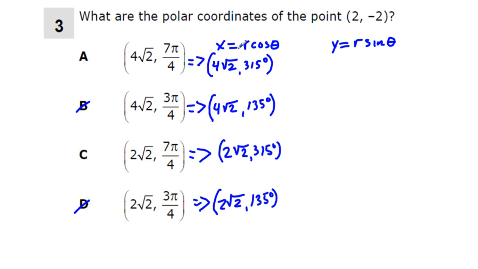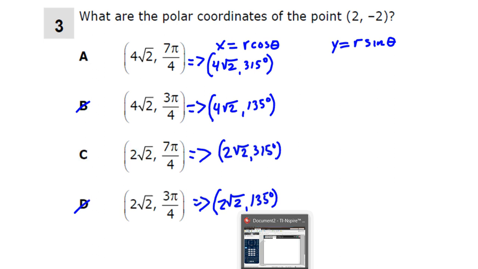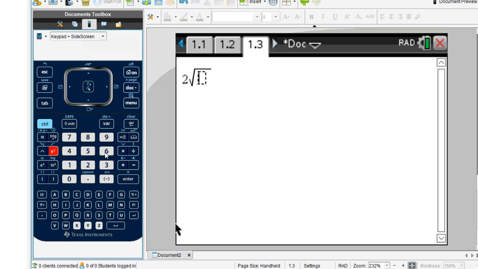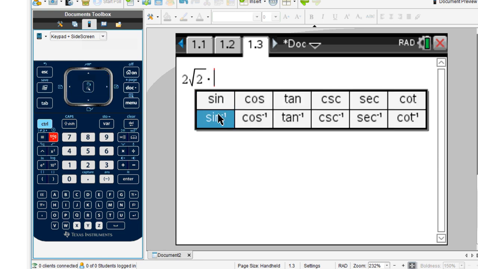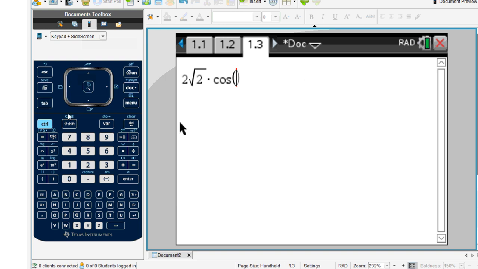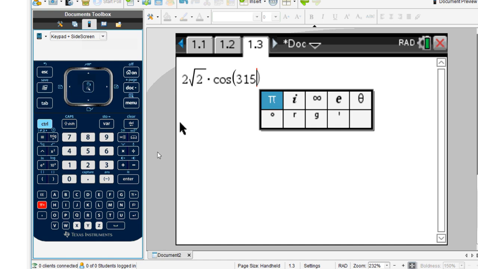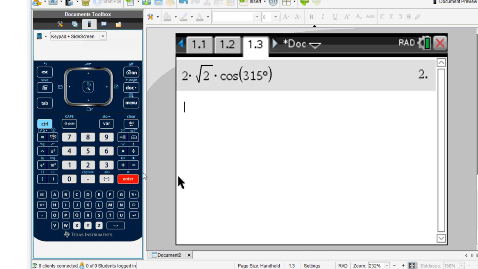For our cosine is x, we said if r is 4 square root of 2, I'm going to try 2 square root of 2. I think that's what it is. So 2 square root of 2, which is r, times cosine, and I'm in radians. I could use 315 degrees, which is a conversion. I got to use a degree symbol. So we get 2, okay, so that's going to be our cosine.